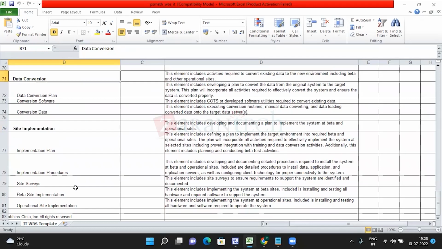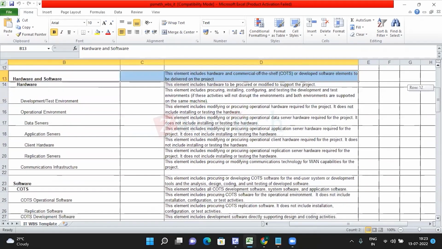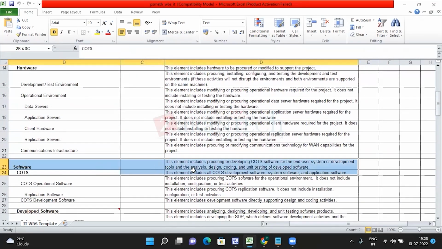Site implementation, data conversion, all these can be part of a work breakdown structure. Therefore, in this, what are the subtasks you will do? System engineering, what all you will do? As part of hardware and software, what all you should do? How do you select this hardware and software? Or if it is COTS, commercial off-the-shelf software, what all should be included?